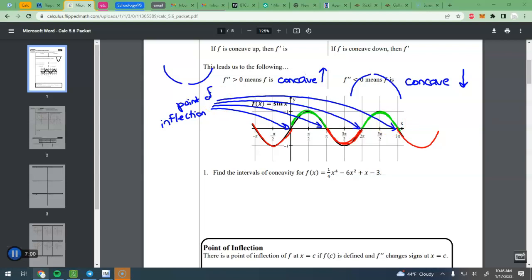So you see how that graph is just U's and upside down U's, like linked together. And where they switch from a U to an upside down U is the point of inflection. So these are.